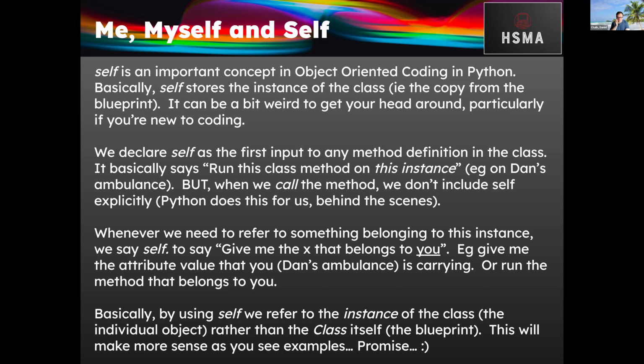Now, similarly, whenever we refer to something that belongs to the particular object, to a particular instance of the class, we use dot notation and we say self dot. What that's basically saying is, give me this thing that belongs to you, you as Dan's ambulance. So give me the attribute value that you as Dan's ambulance are carrying, or run the method that Dan's ambulance has. So rather than referring to the class, it's referring specifically to this instance, this copy of the object. And basically that's what self is doing. By using self, we're referring to that particular instance of the class, the individual object, rather than the class blueprint. And I promise you, this does make a bit more sense when you see examples.